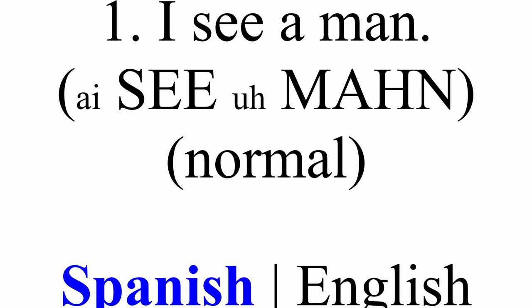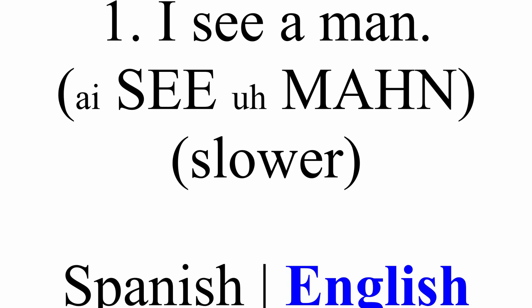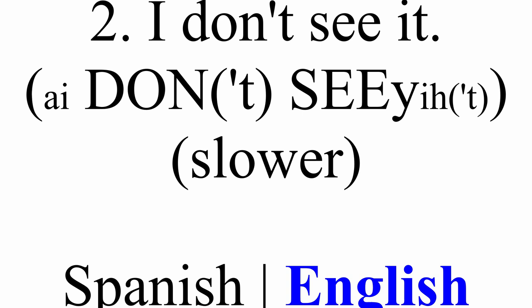Veo a un hombre. I see a man. Veo a un hombre. I see a man. No lo veo. I don't see it. No lo veo. I don't see it.